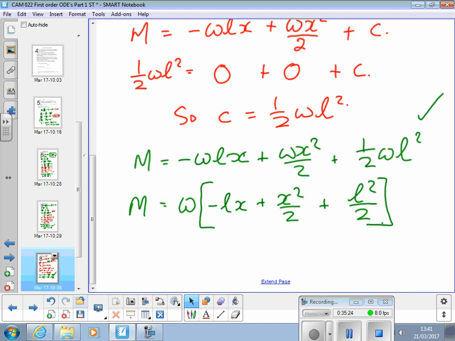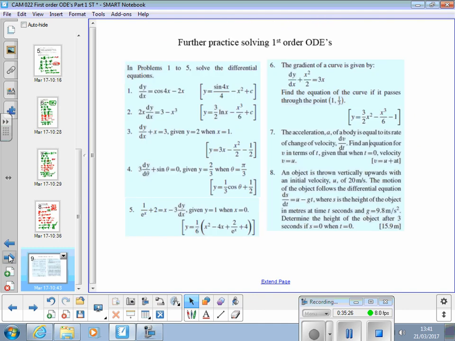So, on the next page, there are a number of further practice questions involving solving first order differential equations. There's a pretty good chance that you'll get something involving solving first order differential equations in an exam paper. So I suggest you get some practice in. If you get stuck on one, give us a shout and I'll come and give you a hand. Okay?